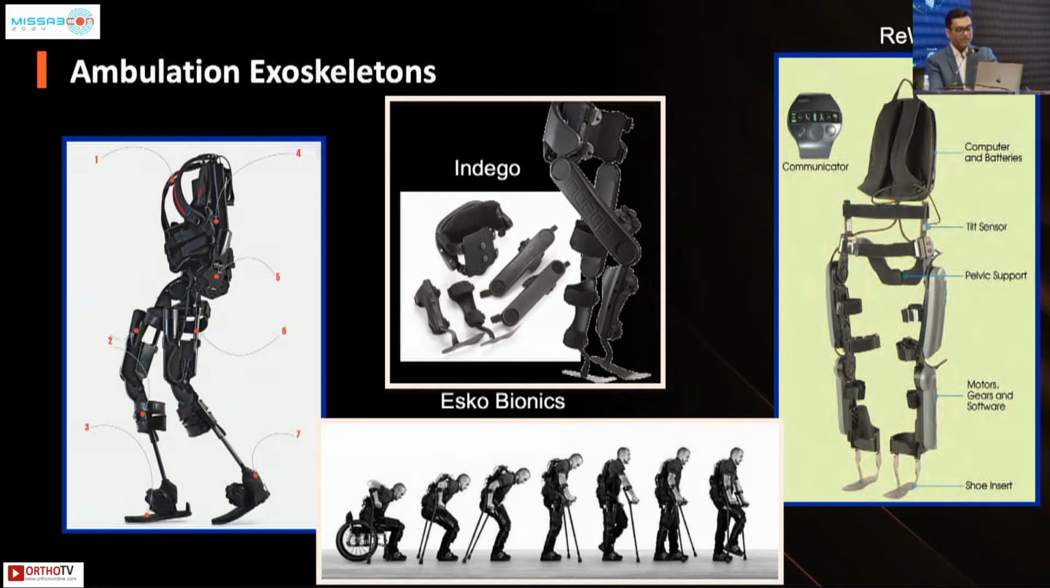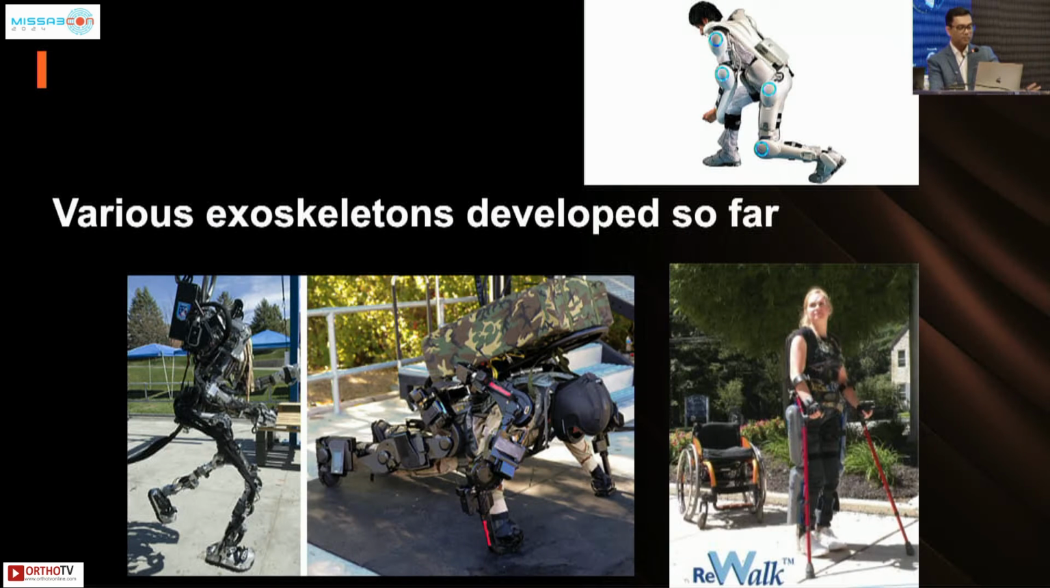The application has moved from military into medical devices, because in military it was more for excessive power when you are doing excessive activities. The ambulatory exoskeletal systems are commercially available now in the US and the European market. In India, it's still not commercially available, though we have brought two of these from Chennai, but both patients have not been able to use it. I'll come to the reasons why.